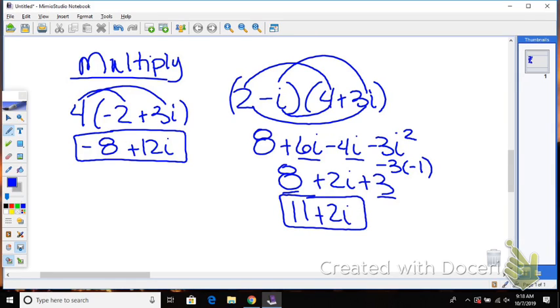And that's your answer. So when you're done multiplying, anytime you see an i squared, make it a negative 1. And basically all that does is it changes the sign that's in front of the number with the i squared. This went from minus to plus. And then just combine like terms. Easy enough? Okay, you guys try this one on your own.